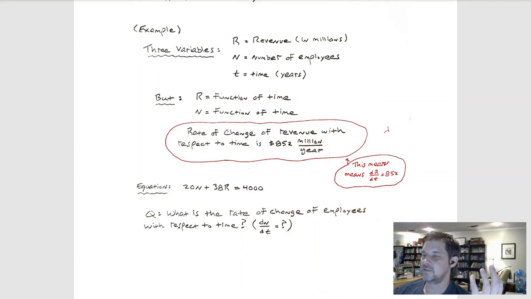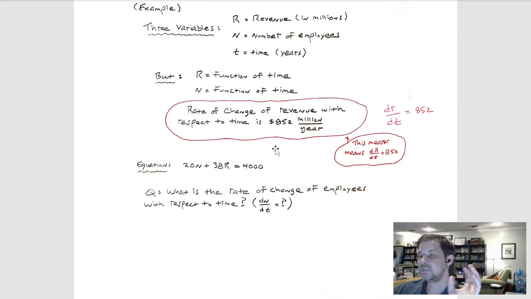I don't know that it's that easy to see, but let me write it a little bit bigger. dR over dt is 852, because it's in millions, right? So 852 million just means that the number is 852. All right, so that's what we have. Those are the parameters, the information that's given.